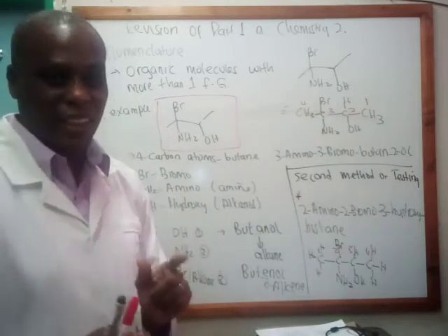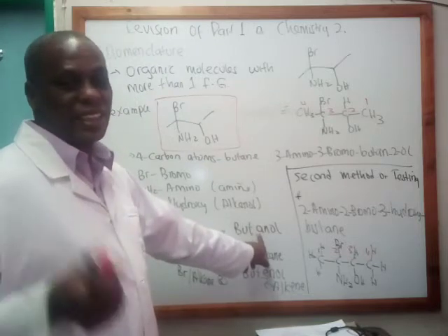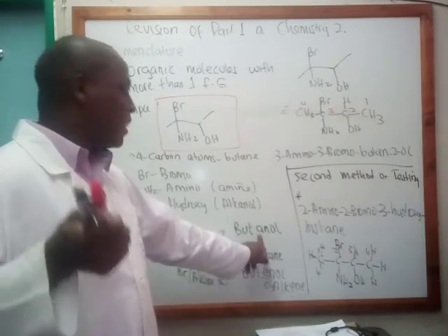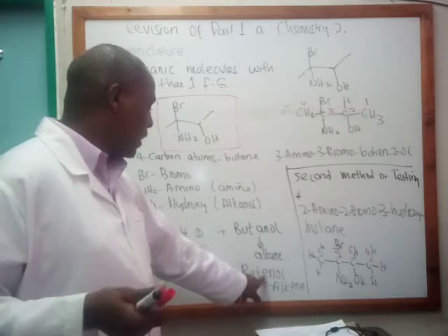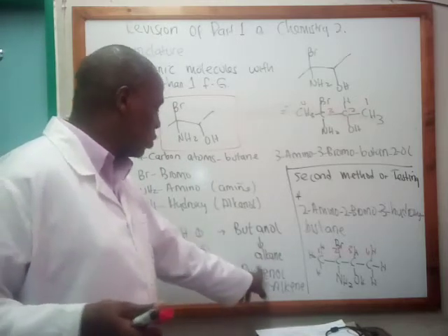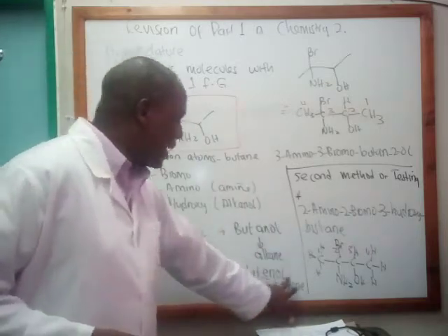Please note that A is for an alkane, which means there is no double bond. If there is a double bond, the A changes to an E. If there is a triple bond, the A changes to a Y. So if there had been a triple bond, it would have been a butynol.